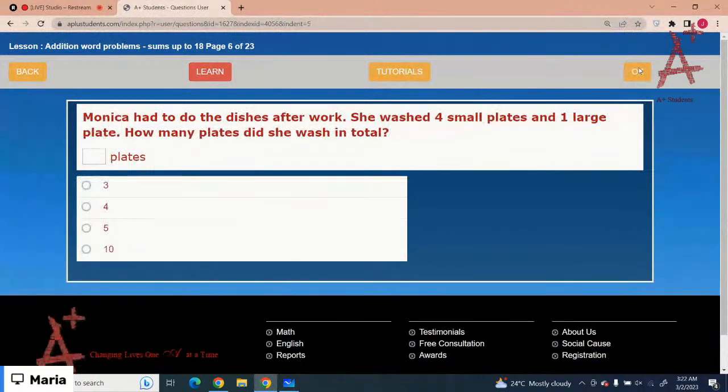Okay, the next one is: Monica had to do the dishes after work. She washed 4 small plates and 1 large plate. How many plates did she wash in total? So she washed 4 small plates and 1 large plate. You have to calculate the total plates. So you need to add 4 plus 1.